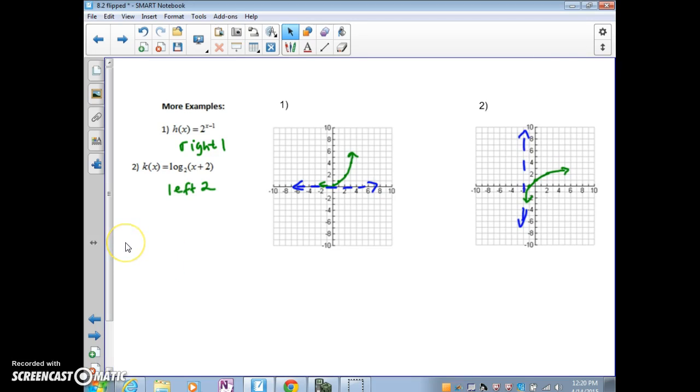Here are some more examples. Go ahead and do these, and pay attention to how they shift. When they shift, those are transformations, and sometimes you'll have to be able to identify transformations. So know the difference between exponential functions and log functions. Know how to graph them on your calculator. Know how to identify asymptotes. And you should be good to go.